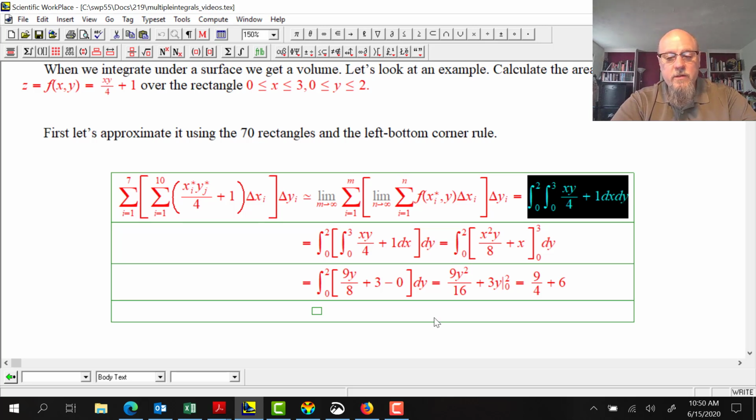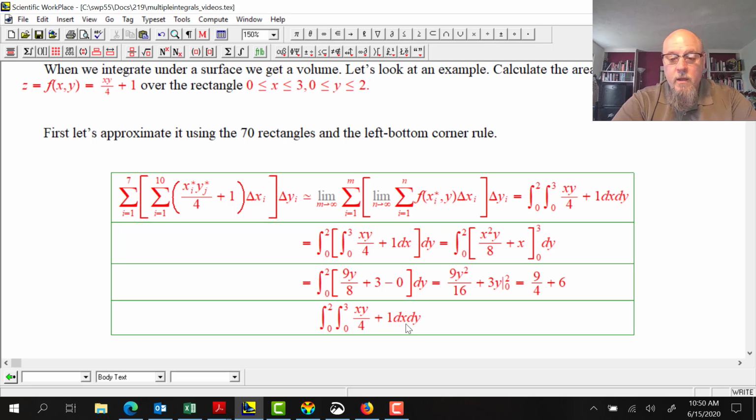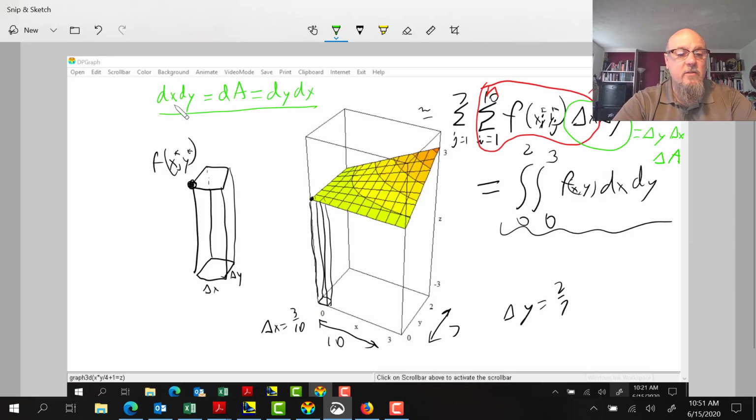So I'm going to redo this question, but I'm going to write this as dy dx. I'm going to do y first. So I can just switch these. I'm using the idea here that dx dy, little change in x times little change in y, is little change in area, or I could have written it as little change in y times little change in x.